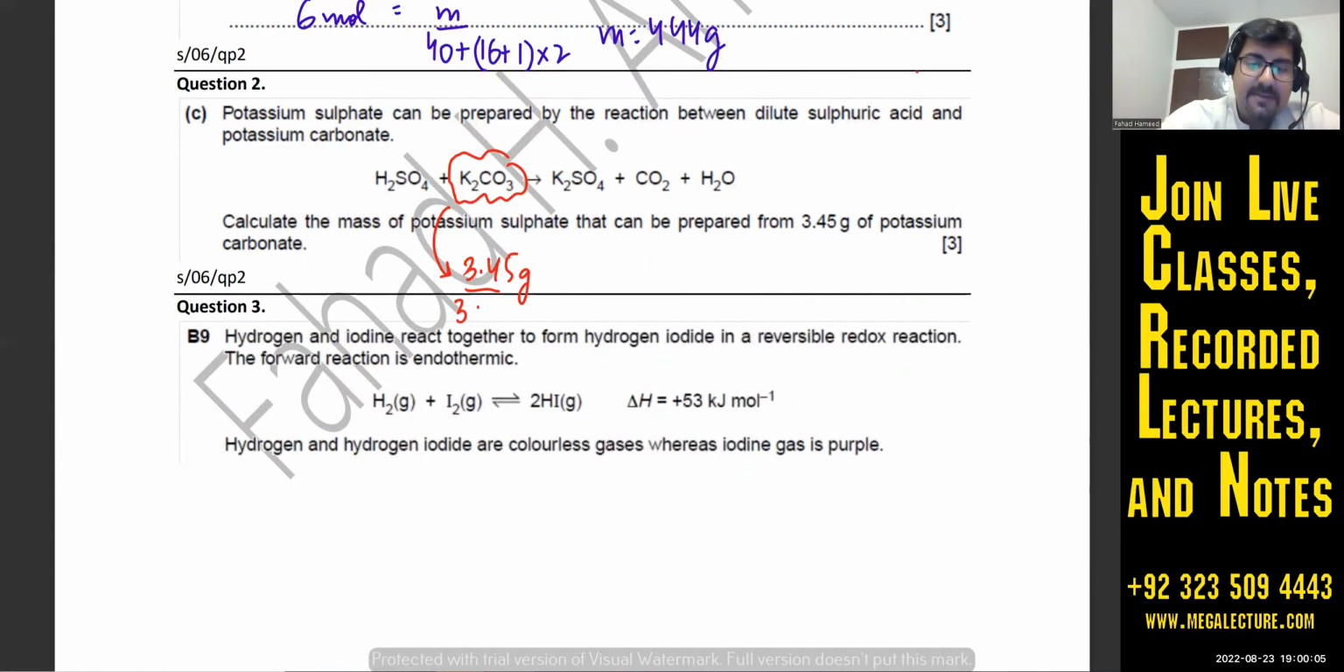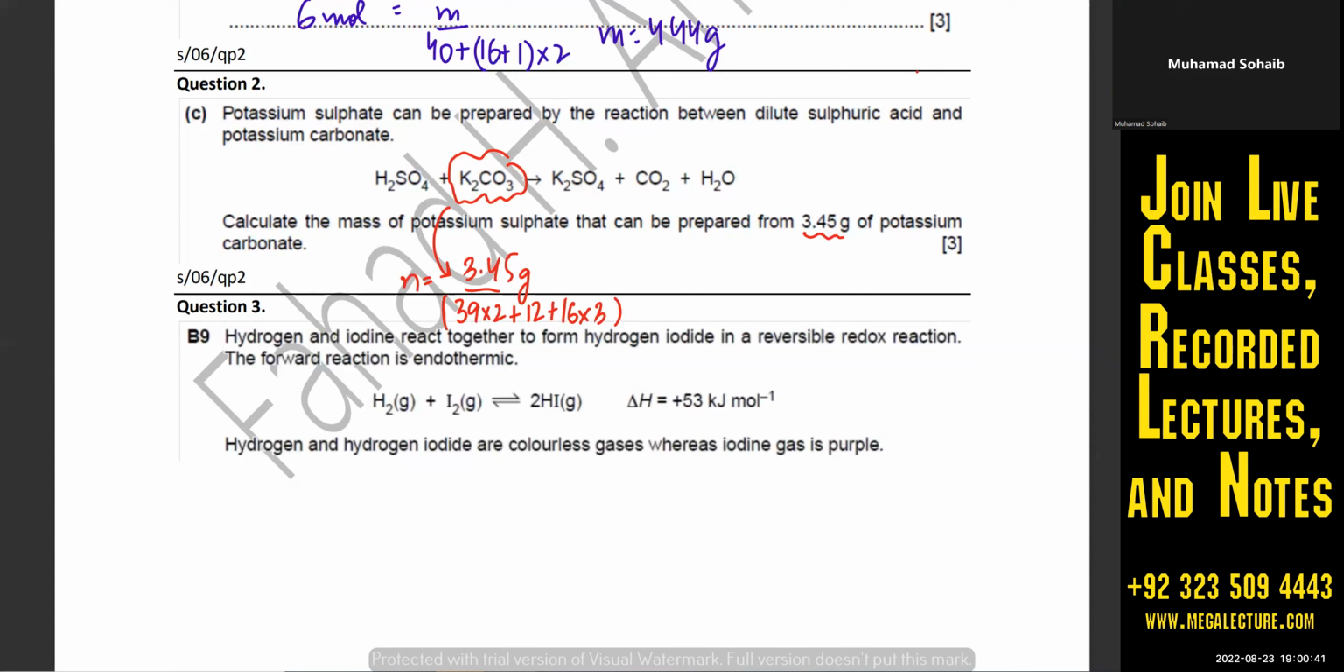It's 39 times 2, I guess, plus carbon is 12, plus there are 3 oxygens, so 16 times 3. So the calculator is pass it. Tell me how many moles do you have? So what do we get for this? Anyone? Shoaib? 1 minute. 0.0246.